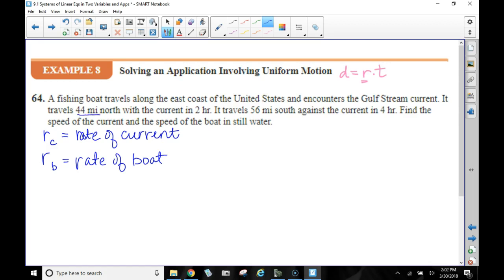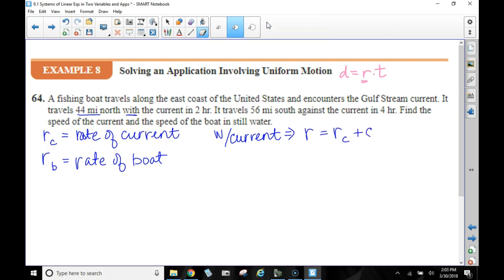Okay? Now, let's use this first bit of information. It travels a distance of 44 miles with the current. Now, if you're going with the current, then the total rate is going to be the rate of the current added to the rate of the boat. Right? Because it's pushing you, and so you're adding those together. That is going to be that total rate traveled.